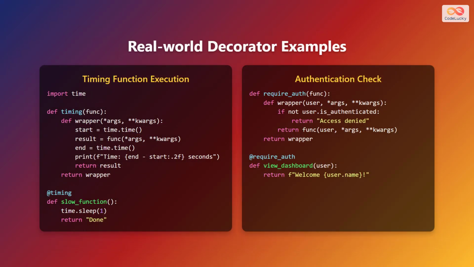Let's explore some real-world decorator examples. First, timing function execution. In this example, we define a decorator called timing that measures the execution time of a function. It prints the time taken to execute the function. We use the time module to measure the start and end times. Second, authentication check. Here we define a decorator called require_auth that checks if a user is authenticated before allowing access to a function. If the user is not authenticated, it returns an access denied message. Otherwise, it calls the original function.